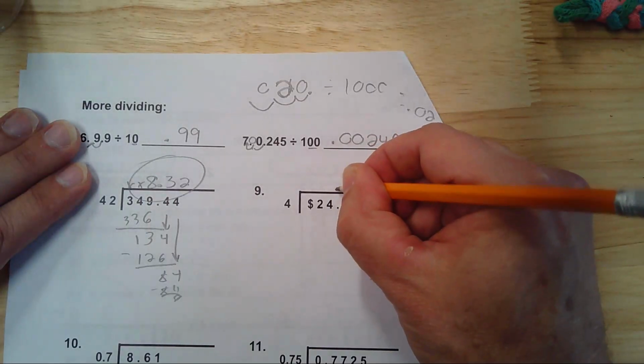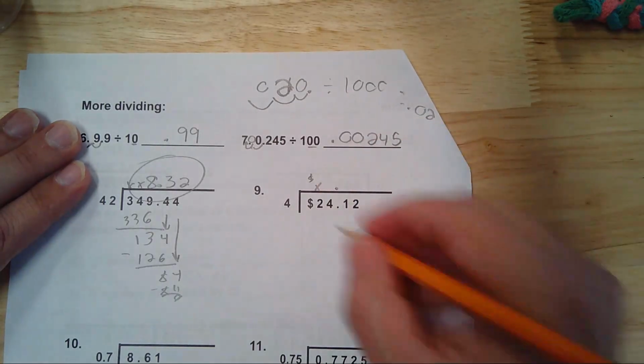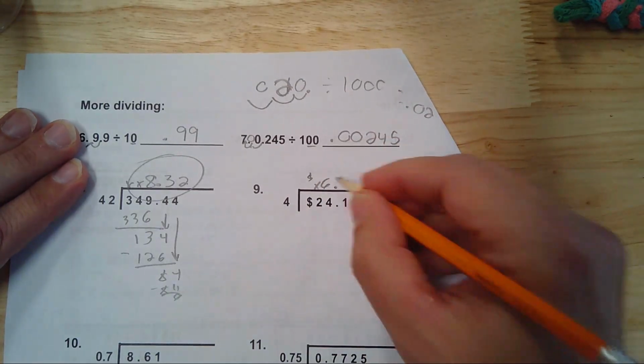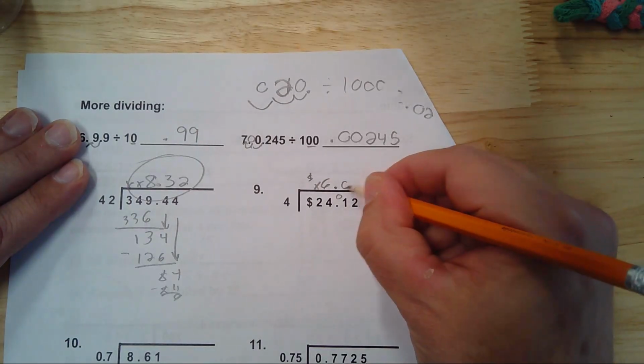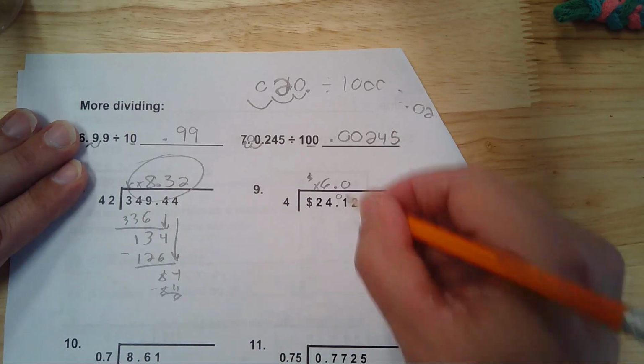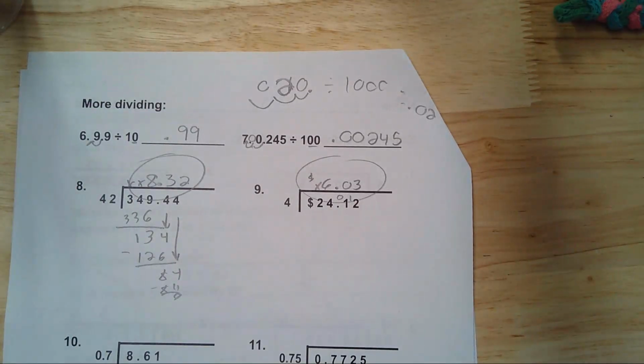You can use short division here, or you can use long division. 4 doesn't go into 2. 4 into 24 6 times. 24 minus 24 is 0. 4 goes into 1, 0. 1 minus 0, 1. 4 into 12, 3 times. $6.03.